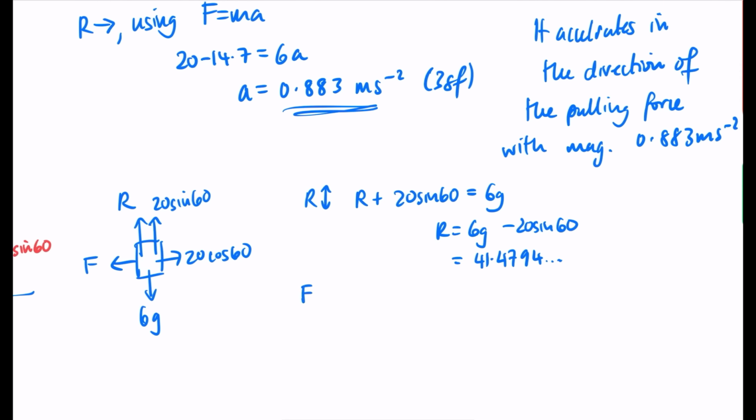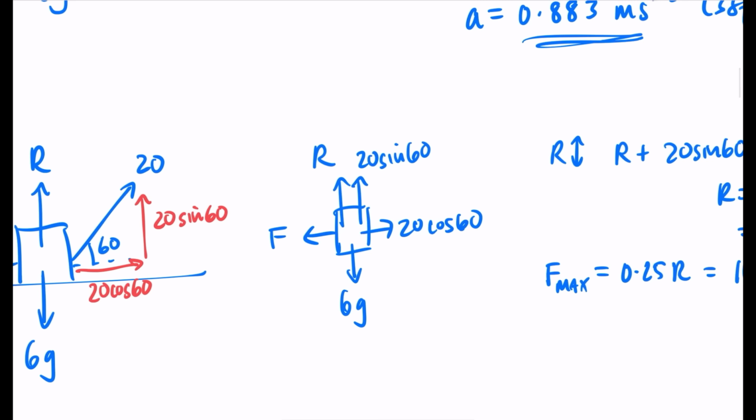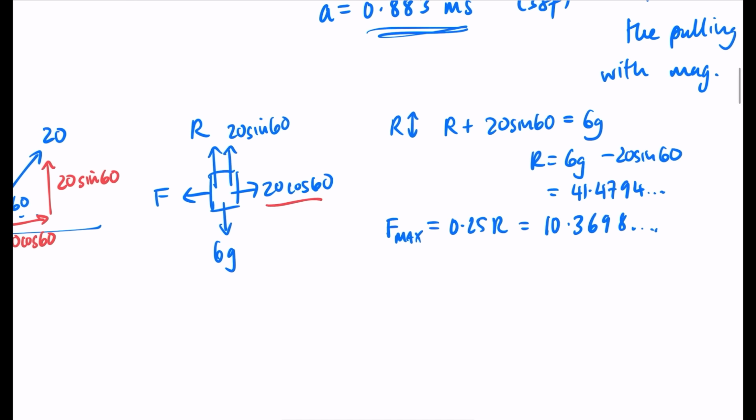So if I wanted to now calculate the value of the maximum of the friction, it's mu R, which is 0.25 times R. So I'm just going to times that by 0.25 on my calculator, which is 10.3698, like this. So now I can just do a comparison between the 20 cos 60 and the F that we've got here. So let's just quickly work out what 20 cos 60 is. 20 cos 60 is 10. Okay, so the maximum value that the friction can take is 10.3698, meaning that it is not going to go to 10.36. It would be so weird if someone is pulling it to the right and then it starts moving to the left. So actually, friction will not take its maximum value.